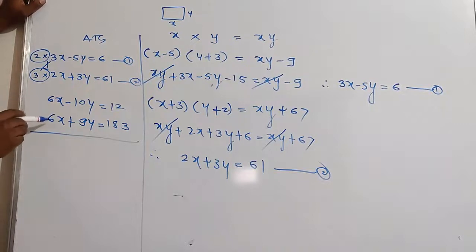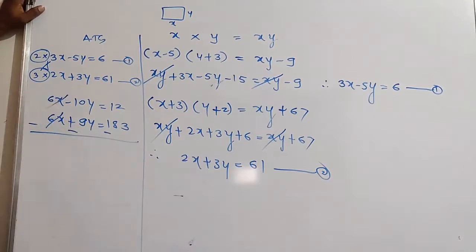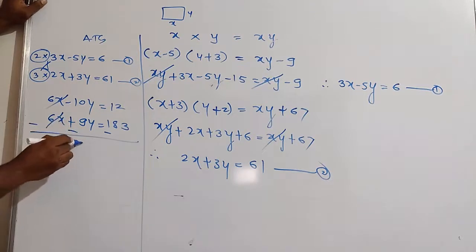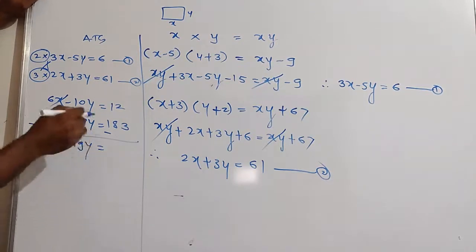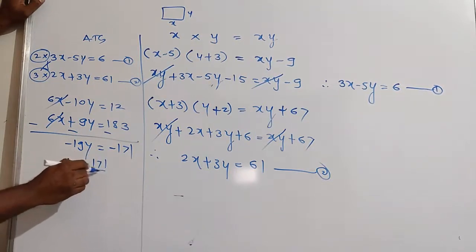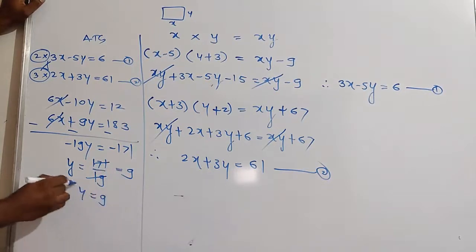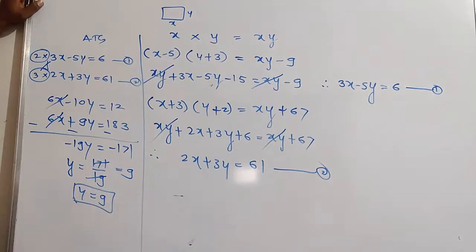Now as the coefficients are the same with the same sign, we will subtract these equations. 6x minus 6x will be cancelled. Minus 10y minus 9y is minus 19y is equal to minus 171. So y will be equal to 171 by 19. 19 9s are 171, so y is equal to 9. So we got here the value of y, that is equal to 9.